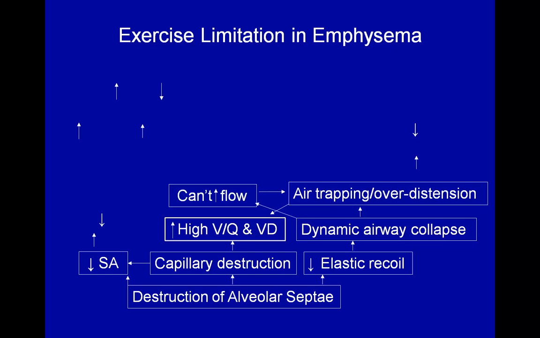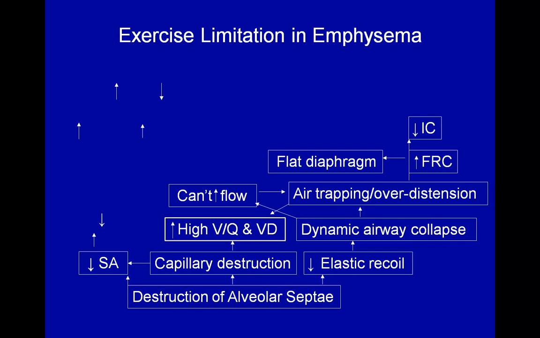If they can't increase flow because of airway collapse, the harder they work, the more they force exhale, the more they're going to air trap, and we get a vicious cycle. Since they air trap, FRC gets bigger. The amount of gas they have left in their lung at the end of expiration increases, and if FRC gets bigger, inspiratory capacity gets smaller. So when these people need to take a deeper breath, they can't. And their ability to take that deep breath gets worse and worse and worse as they exercise and air trap.